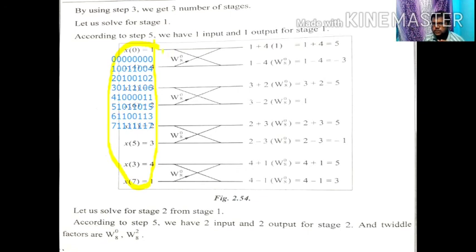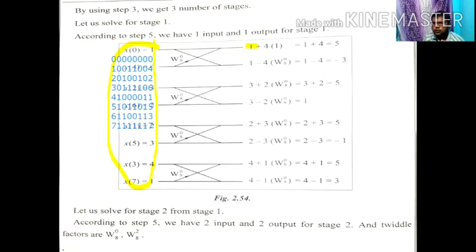So first, the radix-2 butterfly structure. The first input is X of 0 and the next input is X of 4. The twiddle factor should be placed on the second line. Assume this is your positive input line and this is your negative input line, but the negative only comes after this node. Before the node it is only a positive sign. So first X of 0 will be given, and this signal will be received here.